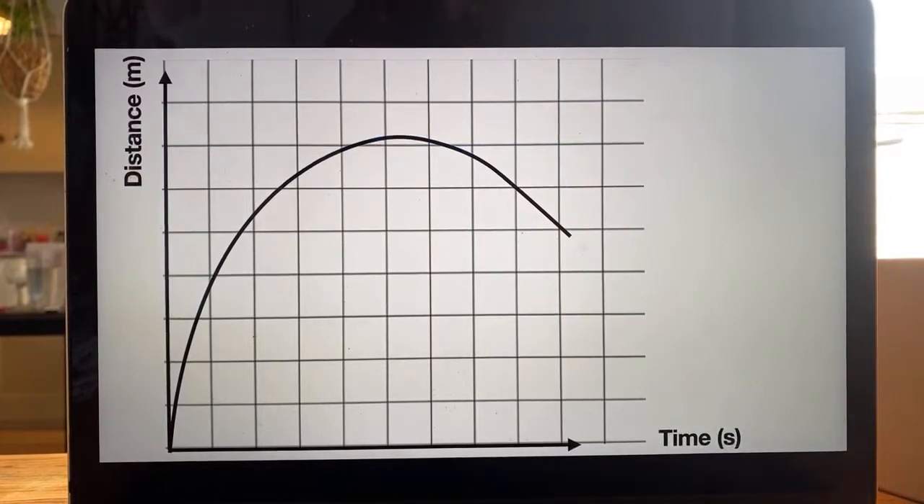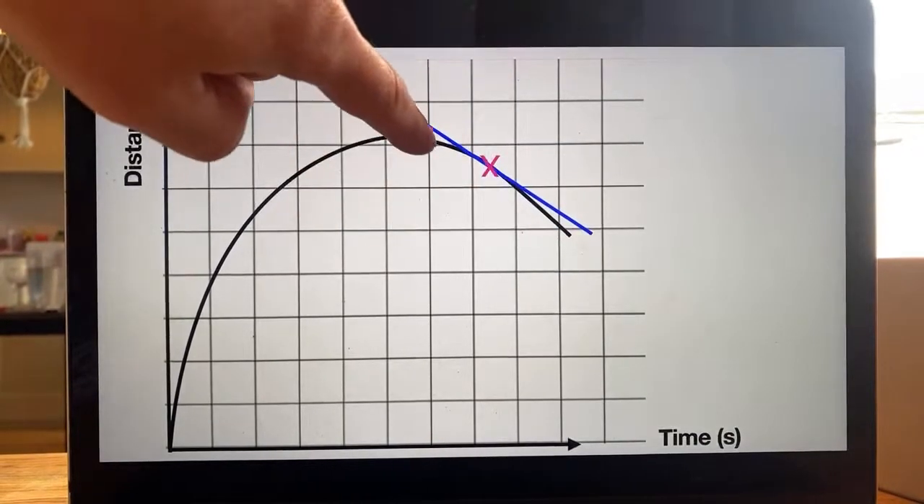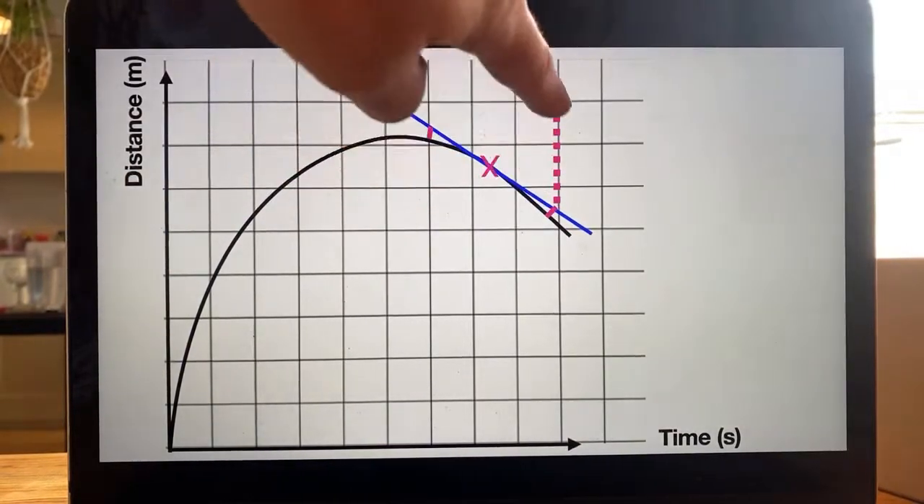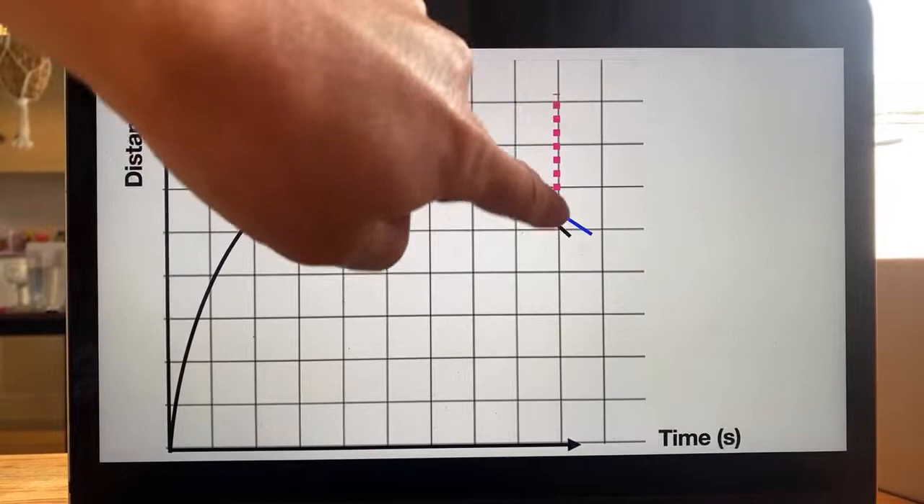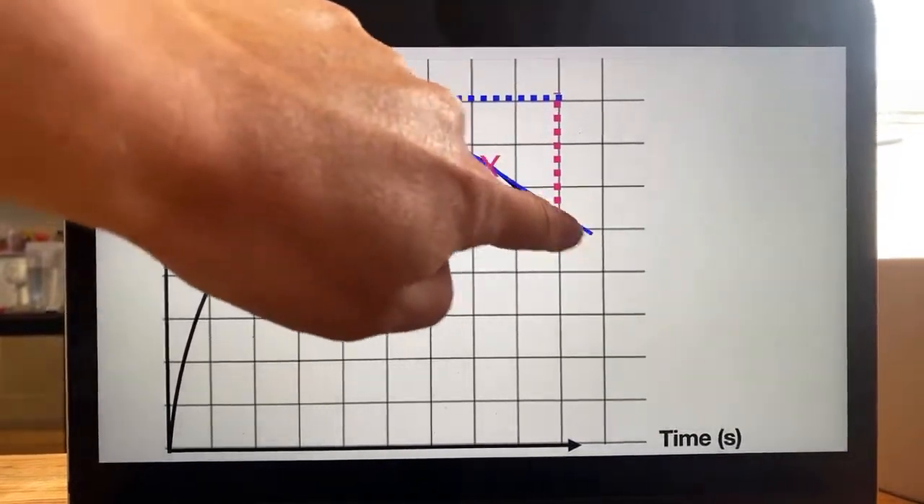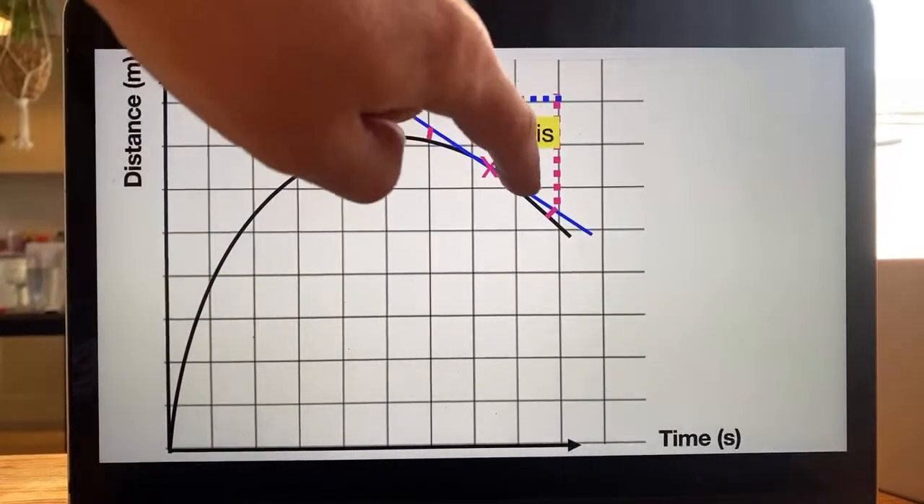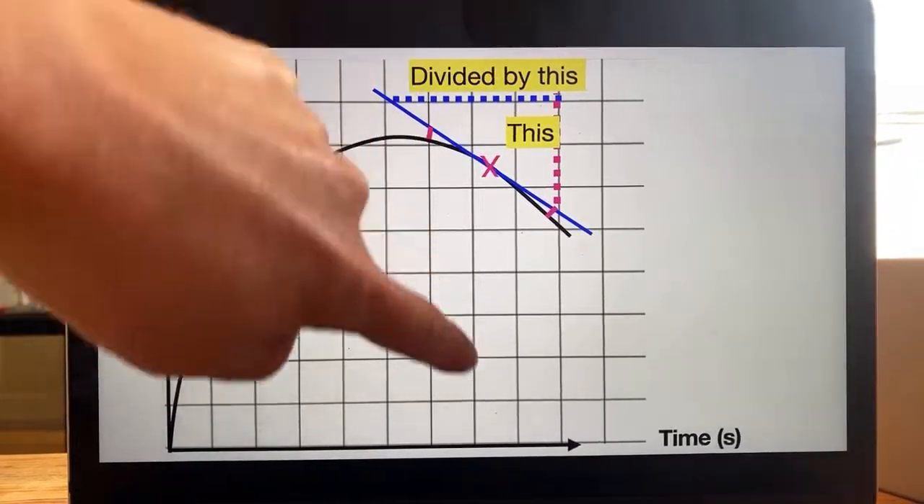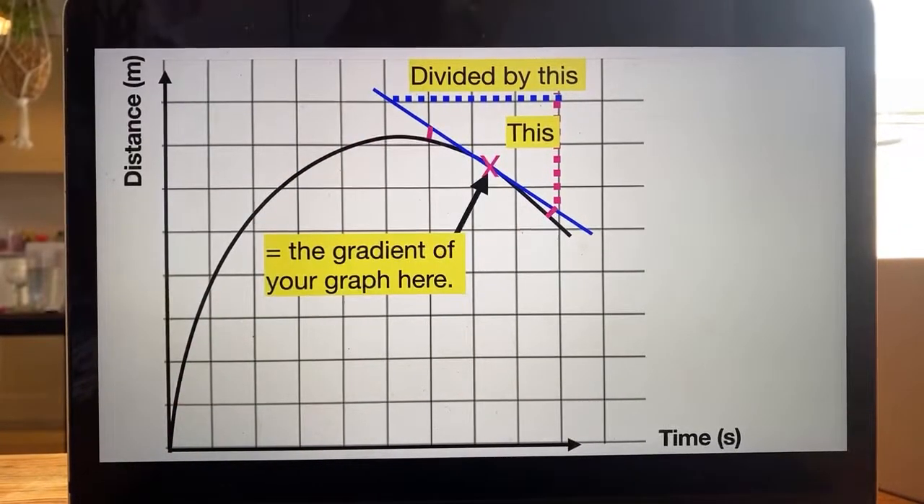Another example on a different part of the graph, say we've got to find it here. You draw your tangent with a ruler and a pencil, please, and you make sure that these angles are the same, and then you do the same thing again. Just choose any triangle with any points to draw around your line, as big as you can. We do the difference in distance, divided by the difference in time, and that gives you the gradient of the graph.